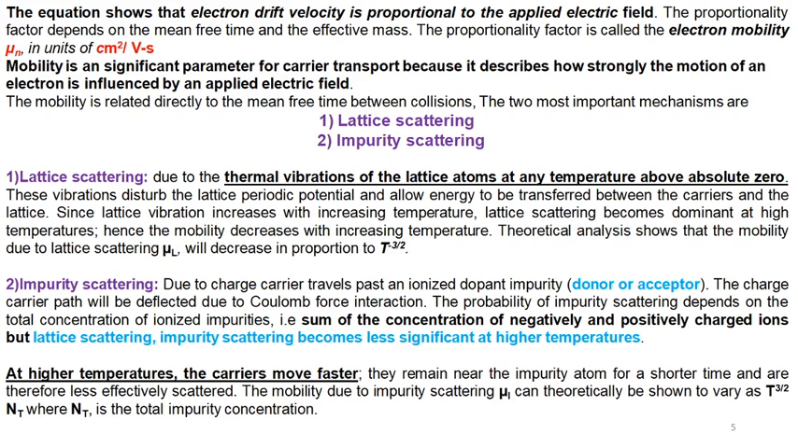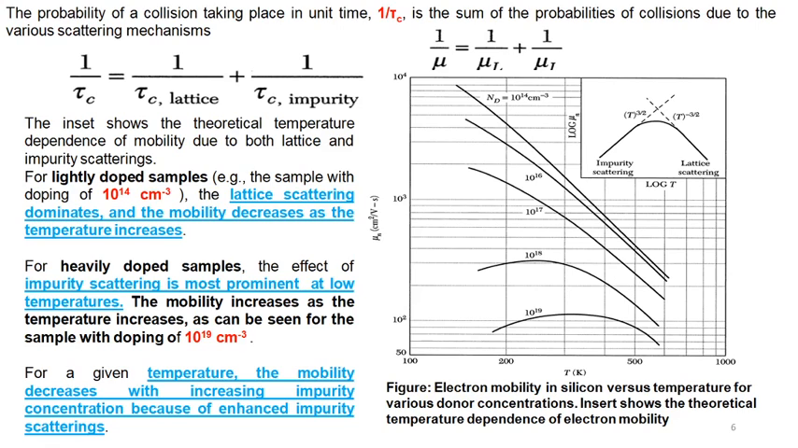The impurity atoms and lattice atoms play an important role when they collide with the electrons when I apply the electric field. Then we can write this equation in terms of tau c, the mean free time: 1 upon tau c is equal to 1 upon tau c of the lattice atoms plus 1 upon tau c of the impurity atoms. We can write this in terms of mobility: 1 upon mu is equal to 1 upon mu due to lattice scattering plus 1 upon mu due to impurity scattering.